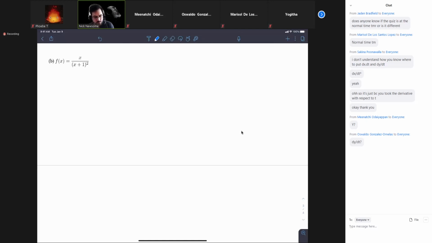Last one. We want to sketch the graph of this function, x over x plus 1 squared. So now that I have this rational function, the first thing I should be thinking about is asymptotes. And the one asymptote that jumps out immediately is that vertical asymptote at x equals -1.